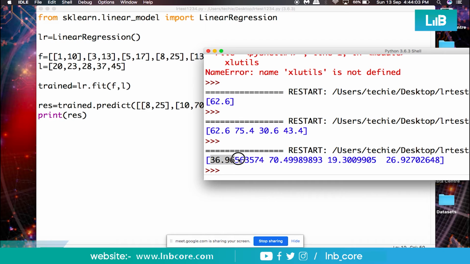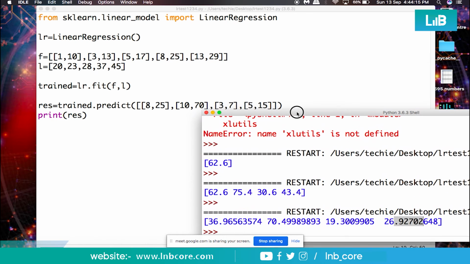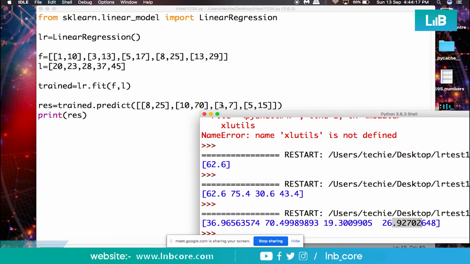Okay, so he should be getting 36,000, and initially it was 62,000. Should be getting 70,000, 19,000, 26,000. Understood? And here it was like this: 3 years with 7, 3 years with 13. It was 23. Here it is saying only 19,000 should be given. 5 with 15. So now the error percentage gap between the trained data and the predicted data is quite high.